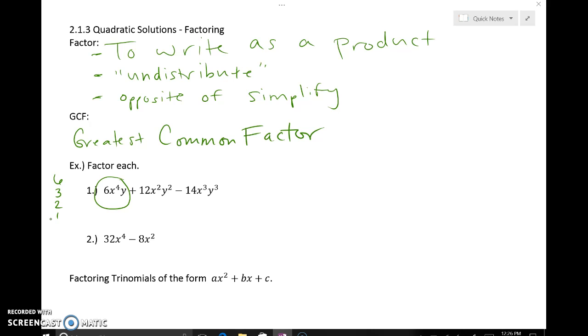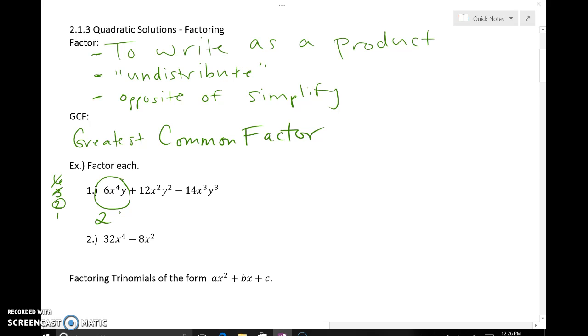6 can divide into 12 and I get 2, that's good, but 6 cannot divide into 14 and give me a whole number, so I'm not going to use 6. 3 can divide into 12 and give me a 4, but 3 cannot divide into 14 and give me a whole number, so that's not going to work. However, 2 does divide into 12 and give me 6, and divides into negative 14 and gives me a negative 7. So I'm going to use 2 as the number portion of my expression that's the greatest common factor. So I know I'm going to have a 2 as part of that GCF.